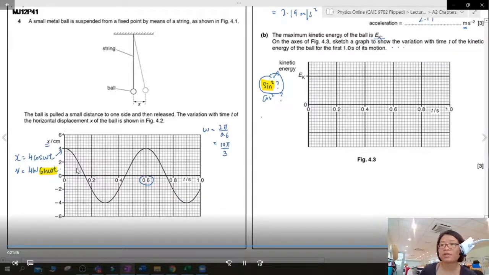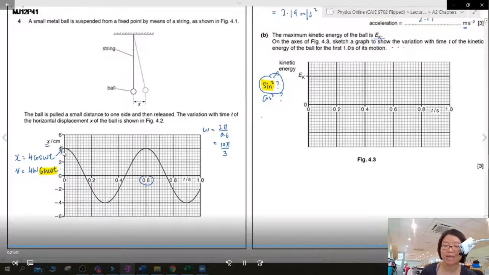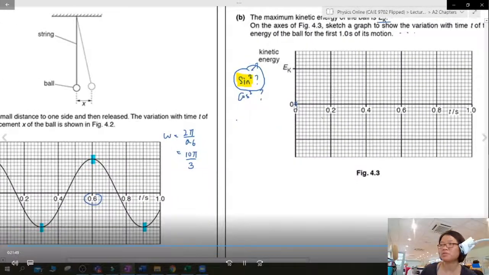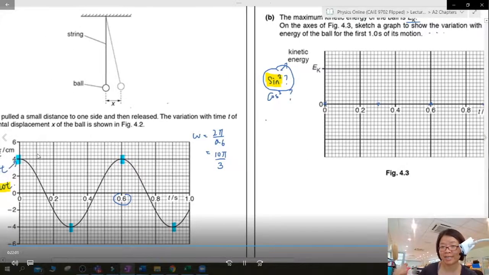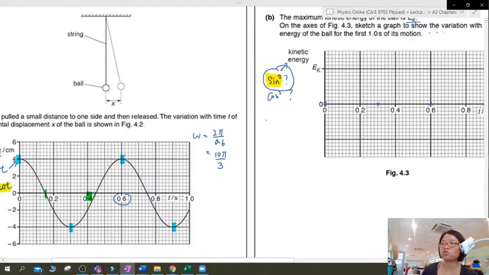Okay? Or you can look at this graph lah. Here, maximum displacement ma, so the kinetic energy should be 0. Here is the fastest ma. So all these blue points is where the kinetic energy is 0. So I'm going to plot out all these blue points here: 0, 0.3, 0.6, and 0.9. Okay, all these blue color highlighted points are where the kinetic energy is 0 because they're at the highest left and right position of the pendulum.